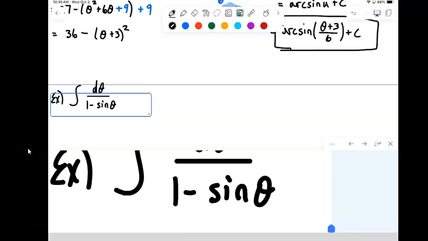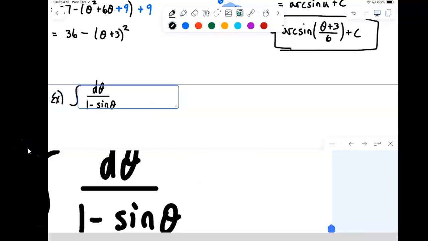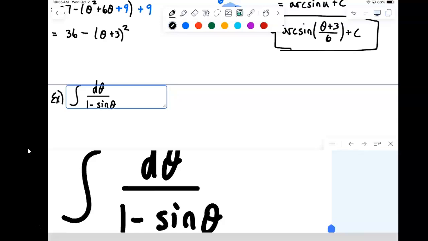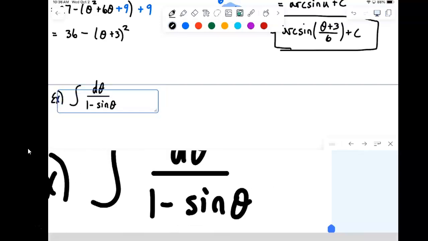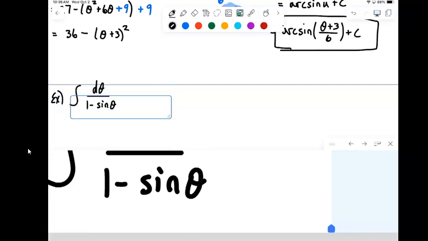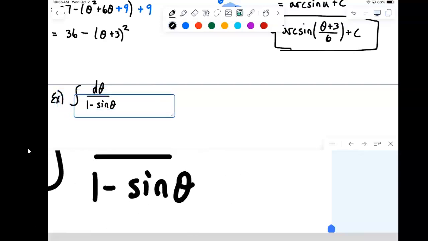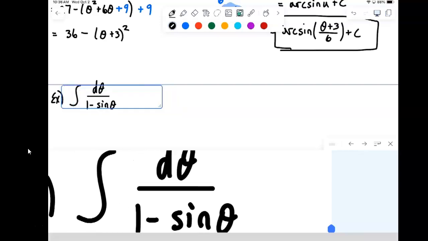Okay, so this problem is one that probably initially leaves you scratching your head. The integral of d theta over 1 minus sine theta. What the heck do we do here? What do we do with this problem? I don't know. Right? I can't let u be sine or even 1 minus sine because I don't have a cosine up there to account for that.